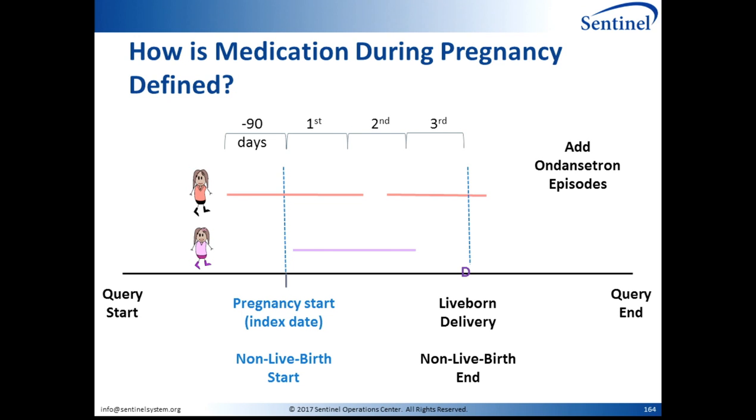So we have ondansetron in our pregnant woman, where she's been taking it for a period pre-pregnancy, in her first trimester and her third trimester. And then we have our non-pregnant comparator, where she's taking it during the equivalent period. She's not pregnant, but during her first and second period, or first and second trimester.